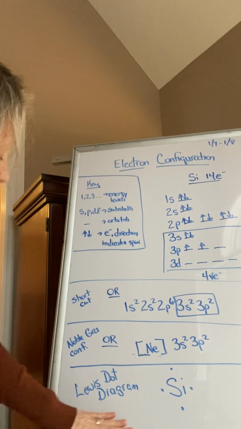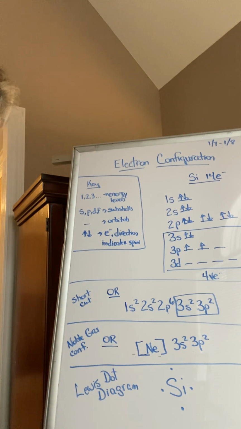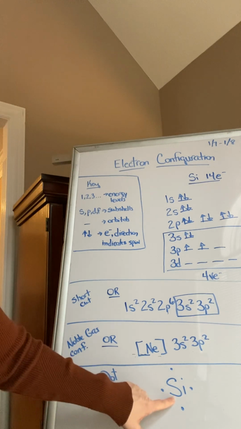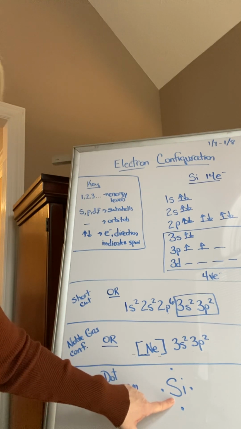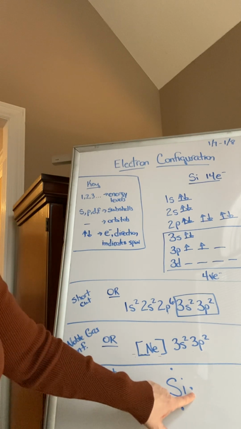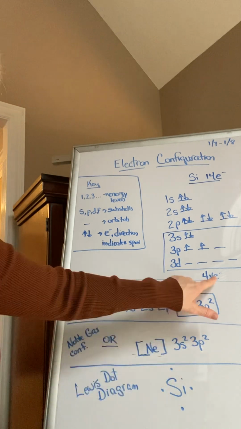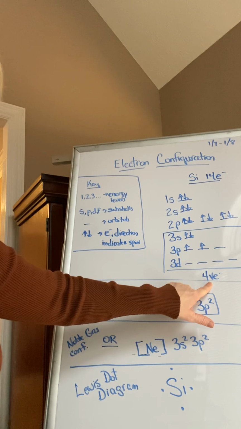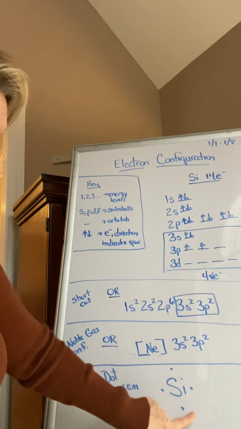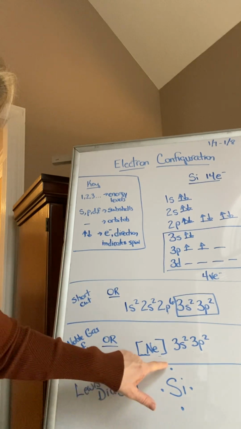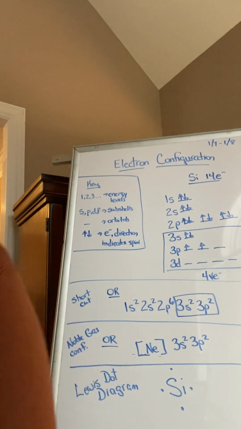And then we learned how to do this loose dot diagram, which is just a real visual way of showing valence electrons. The rules there were: write the symbol for the element, Si, and then we'll use dots to represent the valence electrons. We have 4 valence electrons, so that would represent 1, 2, 3, 4. So that was your electron configuration.